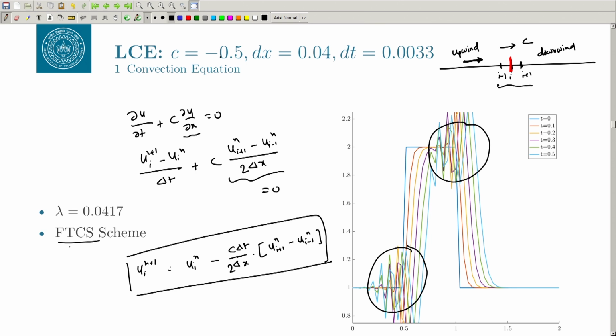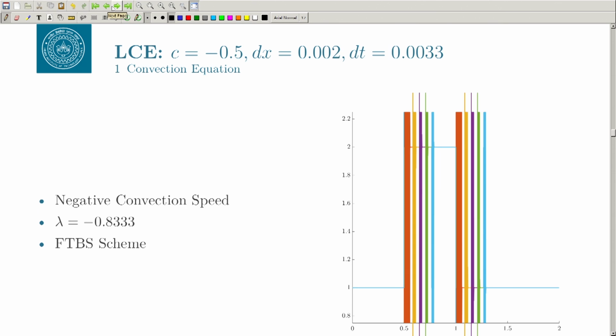This is FTCS, with C equal to 0.5. That is why it blows up, because you are taking the information from the downwind also, where information has not travelled yet. Now this is C equal to minus 0.5, but you are using FTBS only, forward in time, backward in space, like we have been using earlier for C equal to 0.5, and you can see that still the solution is blowing up.